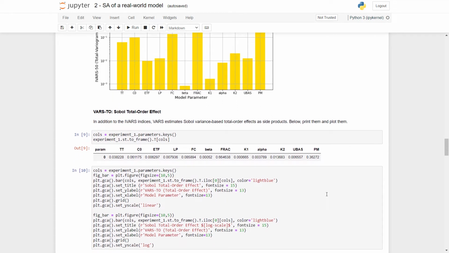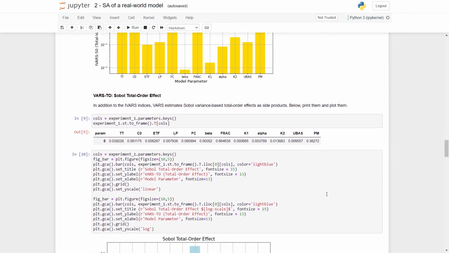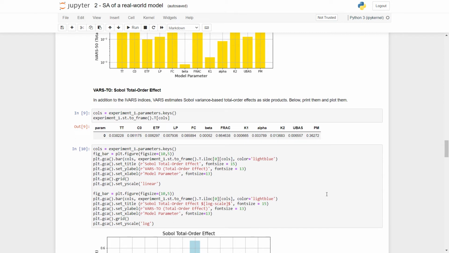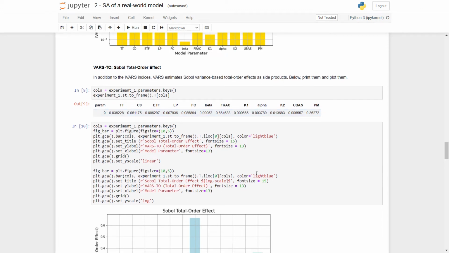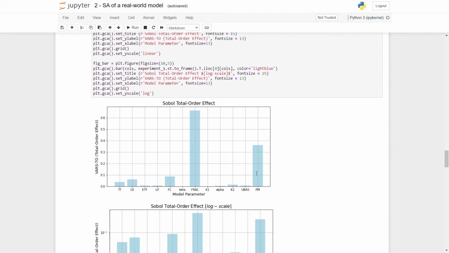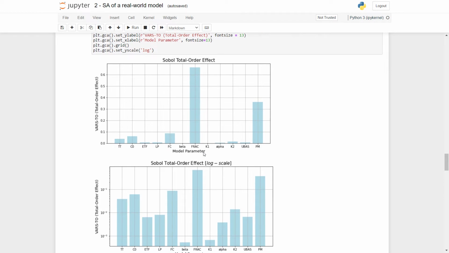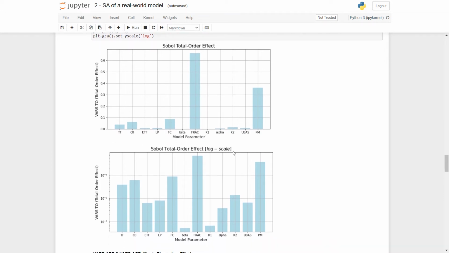In addition to the IVARS indices, VARS estimates the Sobol variance-based total order effect as a side product. Below we can see the printed value for the Sobol total order effect, as well as the plot. As we can see, it is similar results to the IVARS indices.